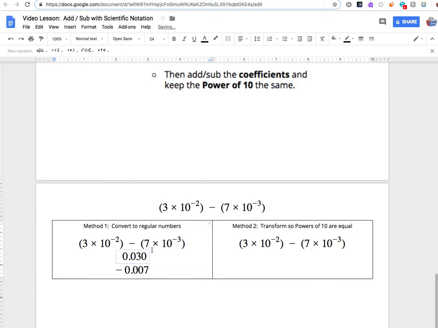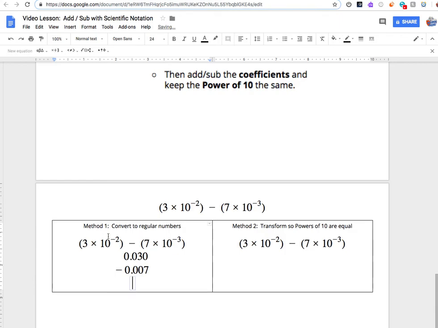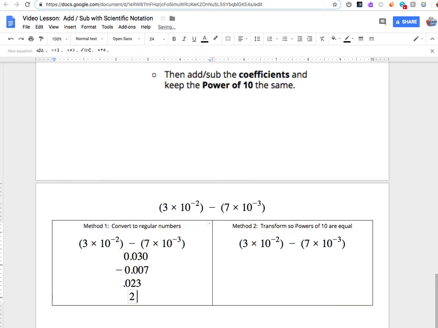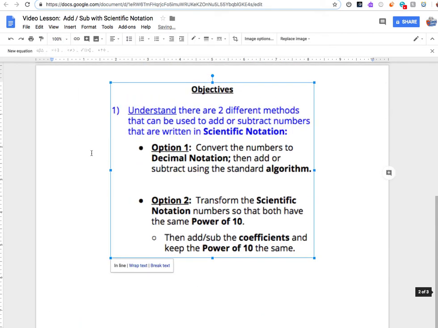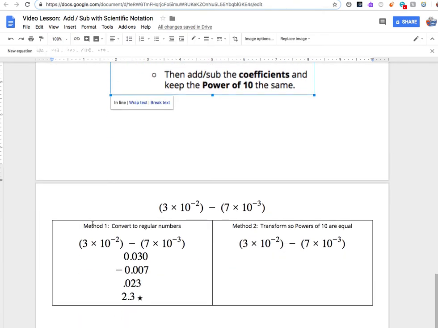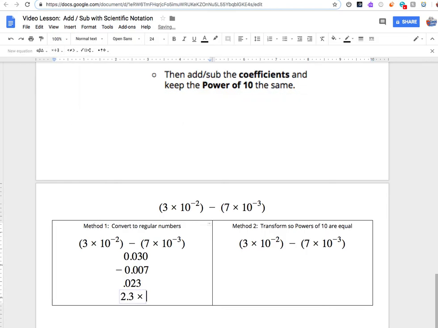Here 0.03 is the same thing as 0.030. Now when I make the subtraction, 30 minus 7 is 23, so I'm going to get 0.023. If we write that in scientific notation, 2.3 times 10 to the negative second, because we see the decimal point needed to move 2 places to the right. That'd be multiplying by 10, so to balance that out, 2.3 times 10 to the negative second.